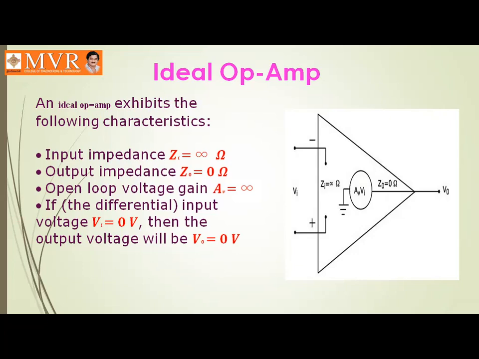So coming to this, input impedance must be infinity, output impedance must be 0, and AV is equal to infinity, that is open loop voltage gain. And if Vi is equal to 0, then V0 must be equal to 0. So these are ideal op-amp characteristics.